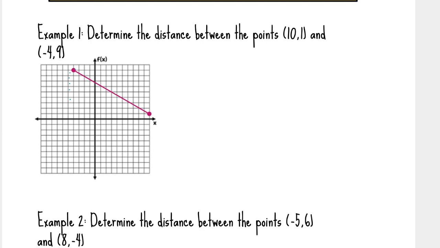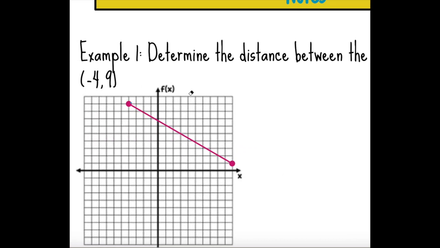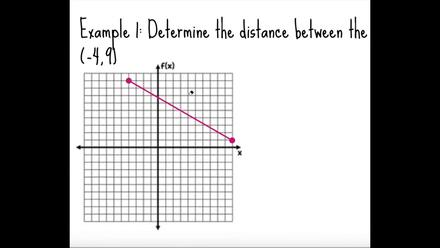In this video, we're going to focus on finding the distance between points on the coordinate plane, and then we're going to transition to how do we find the distance between points when the graph isn't given to us. So let's go ahead and start by reviewing how we would find the distance of points on the coordinate plane. It wants us to find the distance between the points (10, 1) and (-4, 9). Those points have already been plotted and the length between them has been drawn.